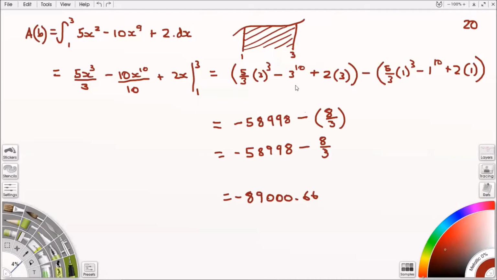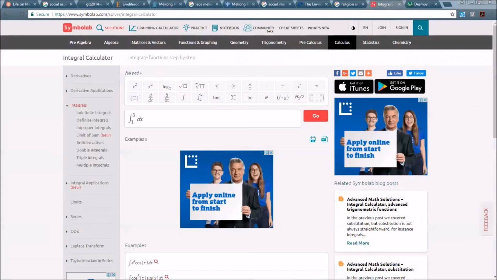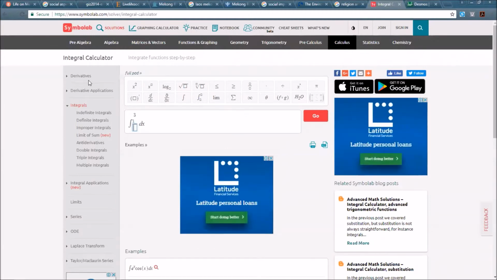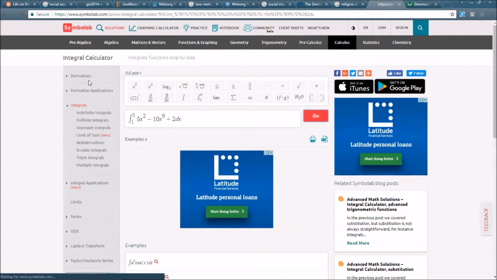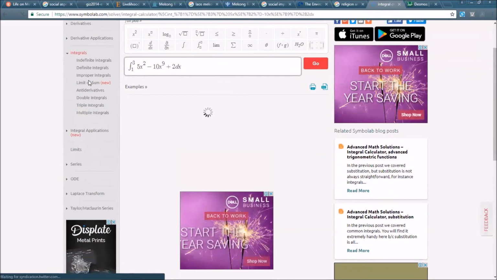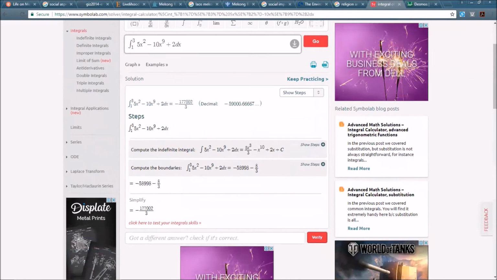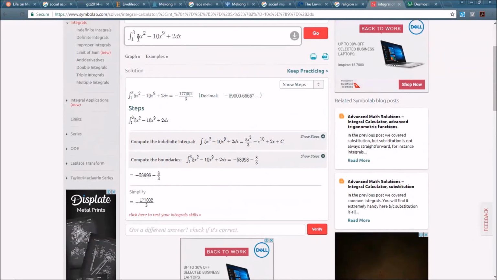I'm sharing my screen. No, I'm not. And then we type in, oh dear, 5x to the power of 2 minus 10x to the power of 9 plus 2. No, we don't need to do the dot here. And they go, oh, nice. Oh no, not nice.